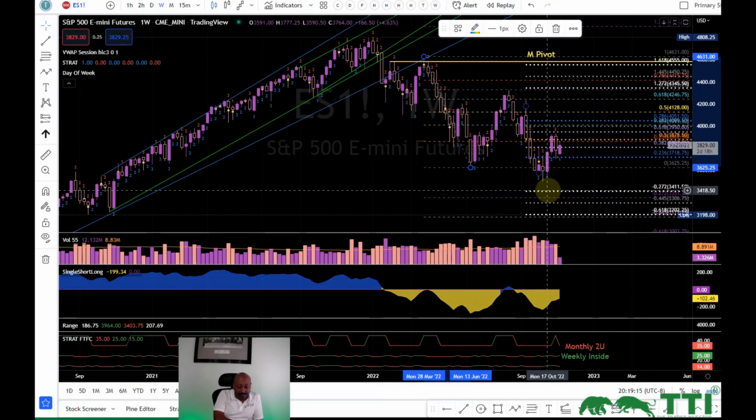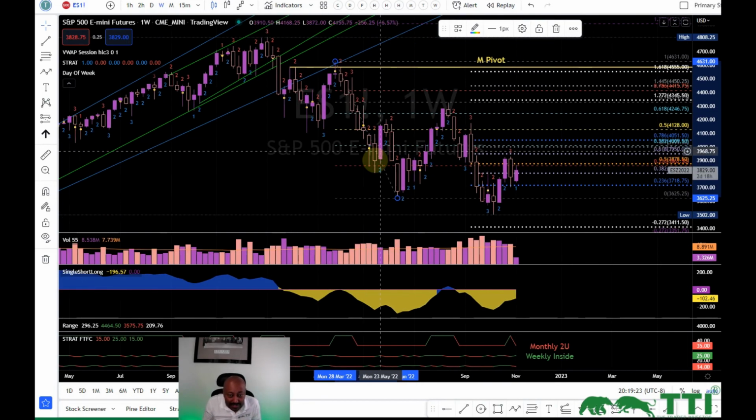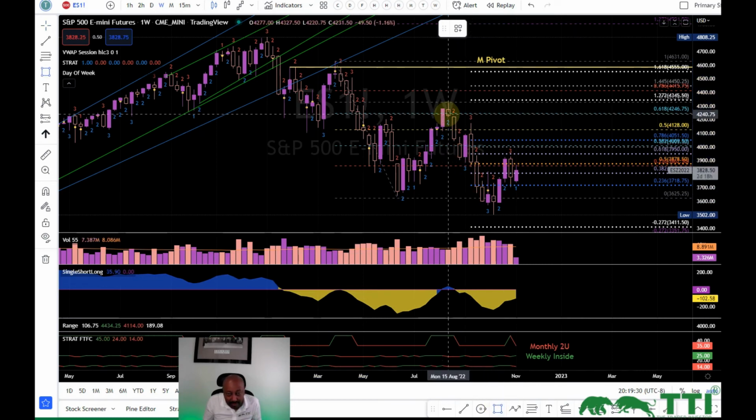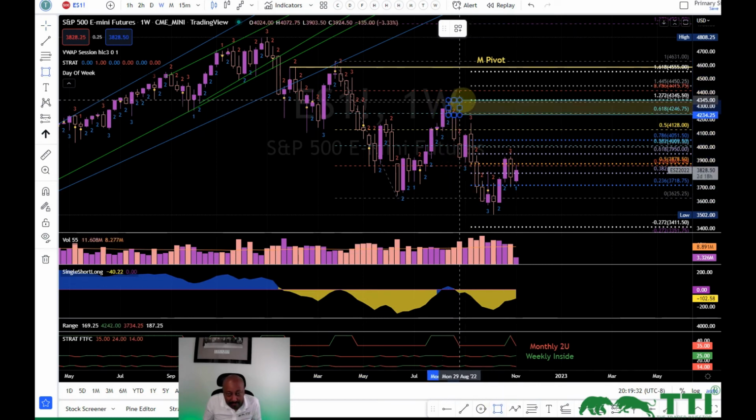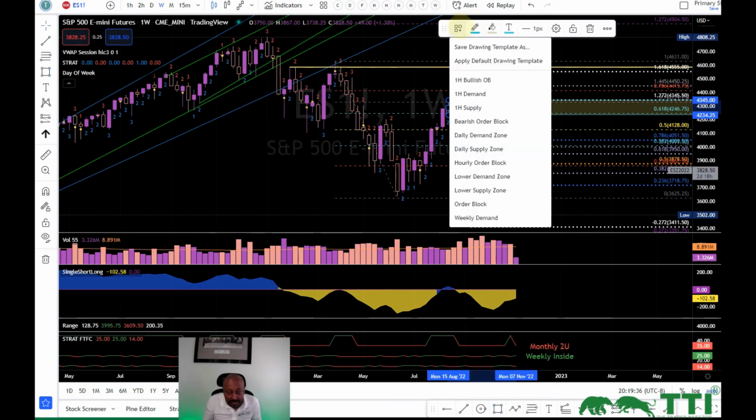Got it. We'll just keep adding to this, right? We'll keep adding to what is an area. If I look at this chart right now, I will tell you one thing that I am going to draw already. I'm going to draw this. This is a weekly supply zone. How come I don't have a weekly supply zone box?